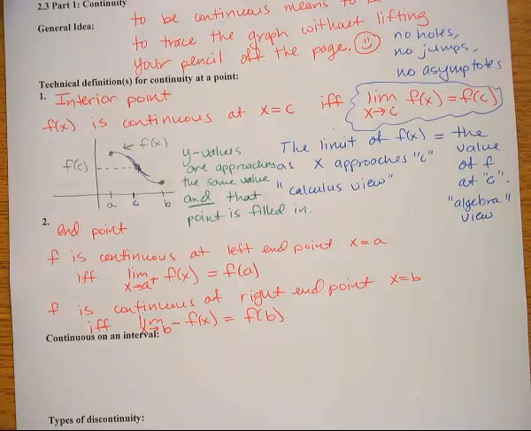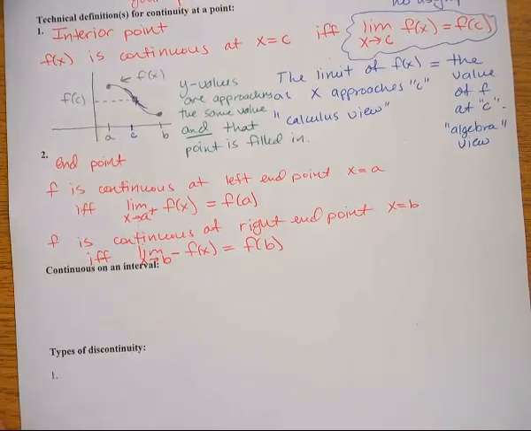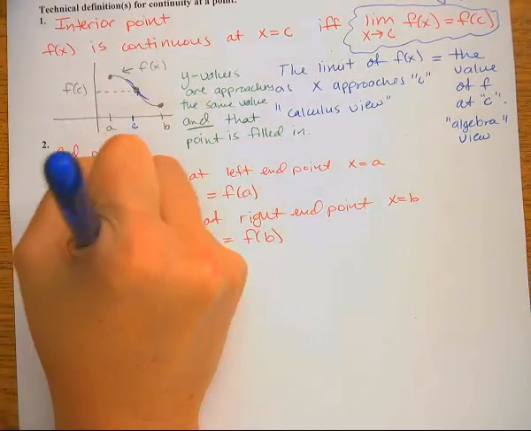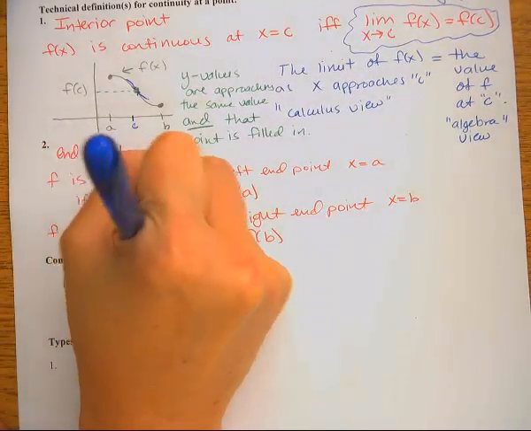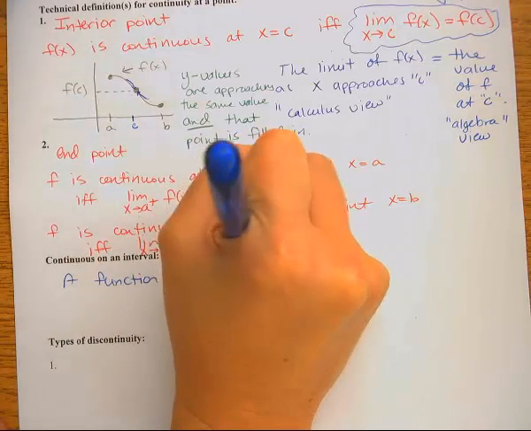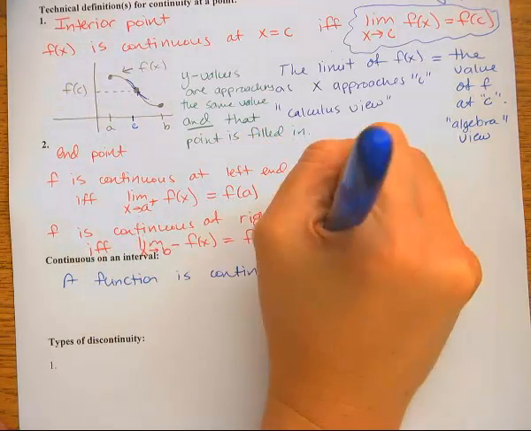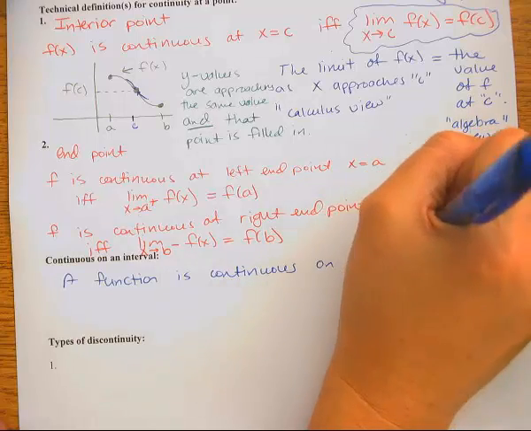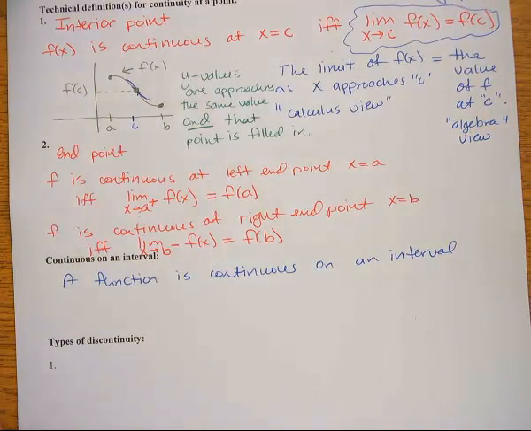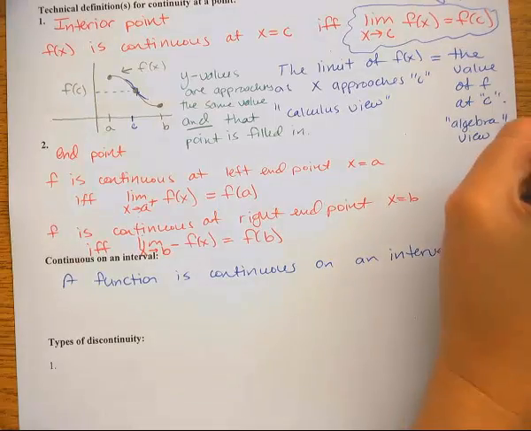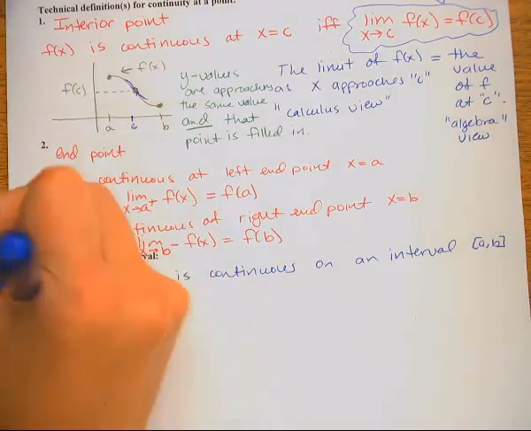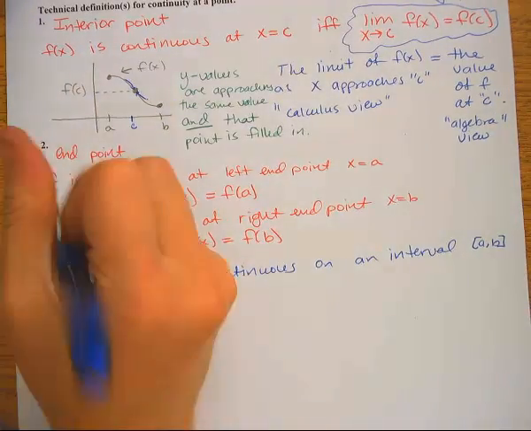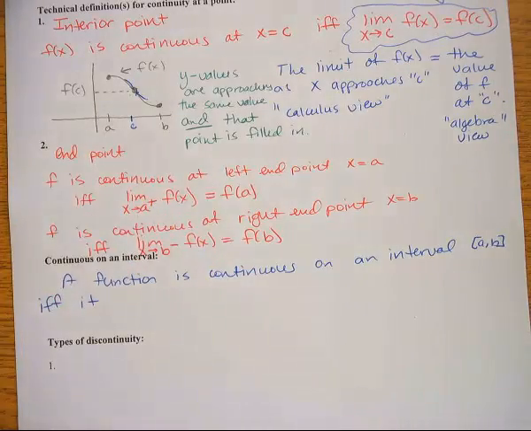And then continuous on an interval is just basically saying that a function is continuous on an interval, let's just say a to b, if and only if it is continuous at every point on that interval.